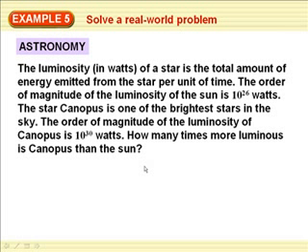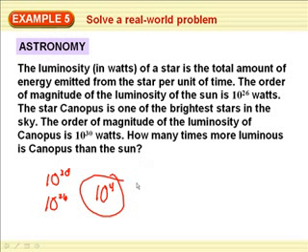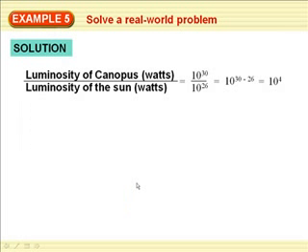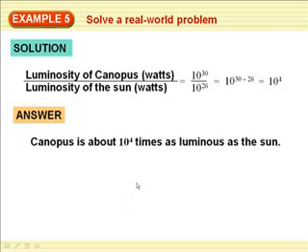How many times more? Well, this is 10 to the 30th and 10 to the 26th, so it's 10 to the 4th more. Seems too easy, you guys. Did I get it? Yeah.